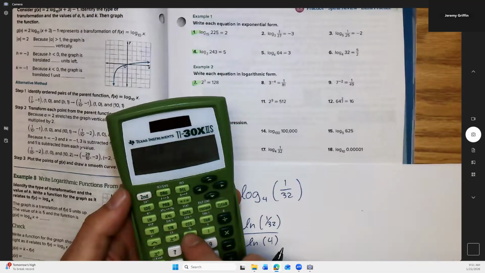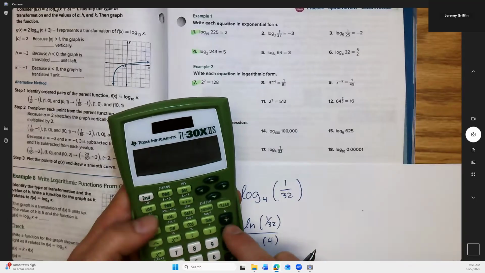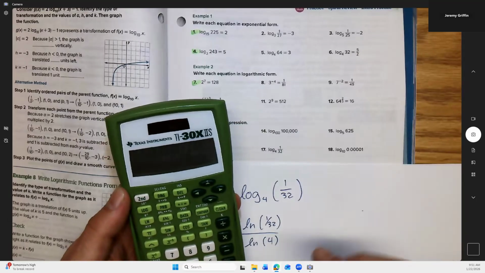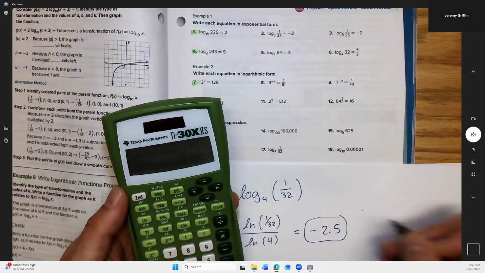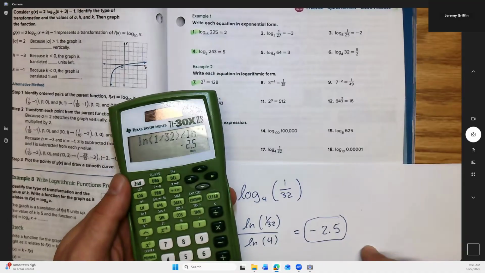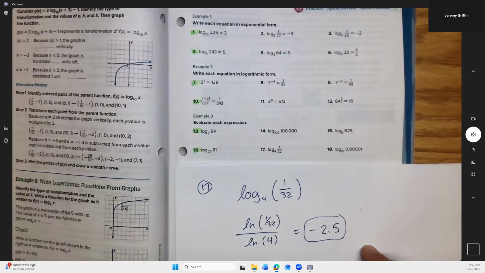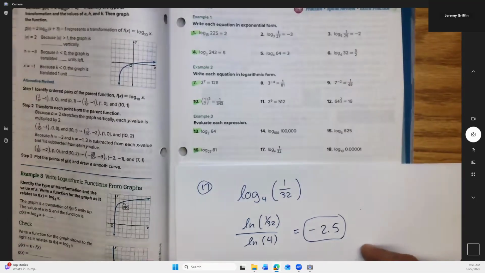Natural log of 1 over 32 divided by natural log of 4. Yeah, it says it's negative 2.5. So that should be the answer, shouldn't it? Negative 2.5, right. Now let's solve this a different way, because we've solved each one of these so far 2 different ways.